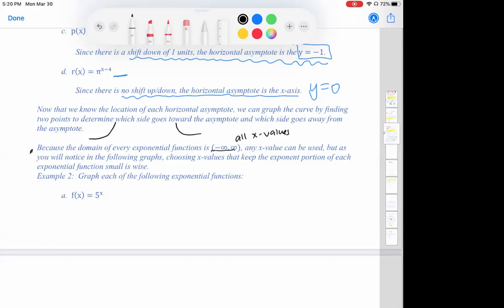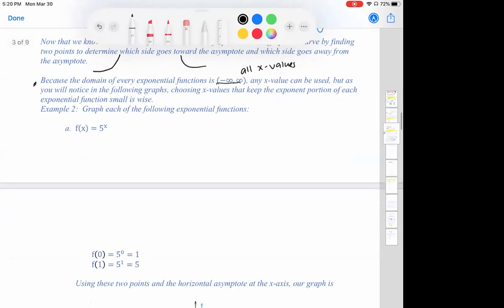But as you will notice in the following graphs, choosing x values that keep the exponential portion of each exponential function small is wise. So you want to pick numbers that will fit into a graph, because you don't want to draw a graph that has 100 tick marks or thousands of tick marks. You want to stick to maybe 15 or 10, right? So let's do this next example too.